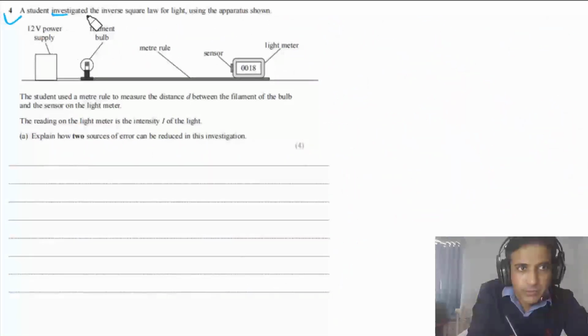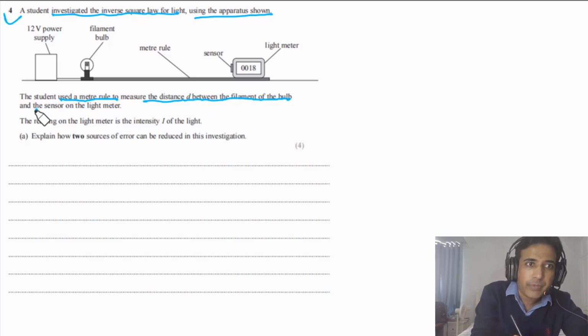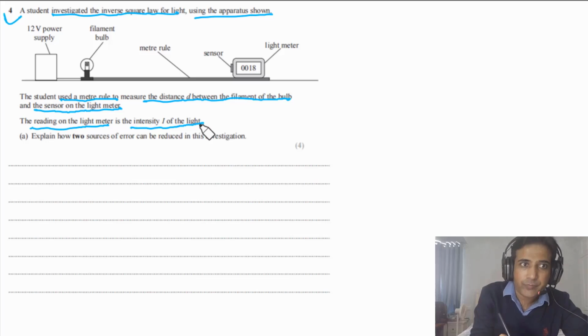Question 4 says, a student investigated the inverse square law for light using the apparatus shown in the figure. The student used a meter rule to measure the distance d between the filament of the bulb and the sensor on the light meter. The reading on the light meter is the intensity I of the light.